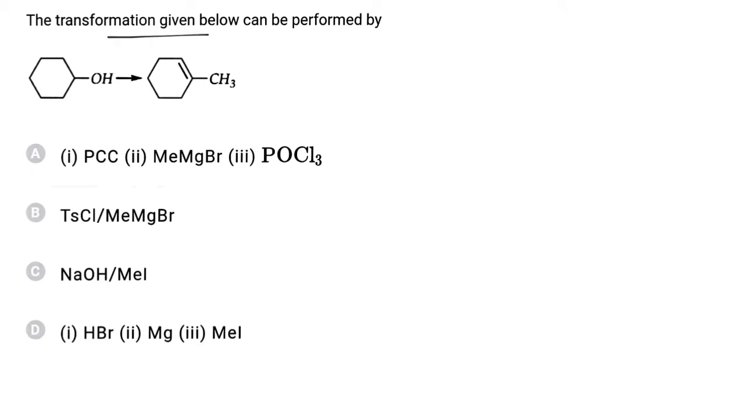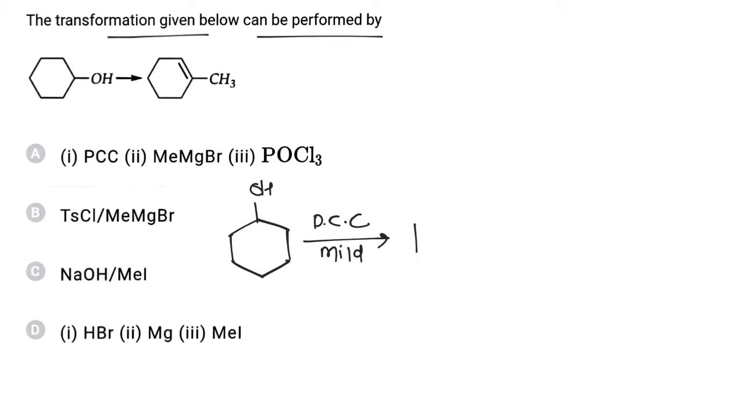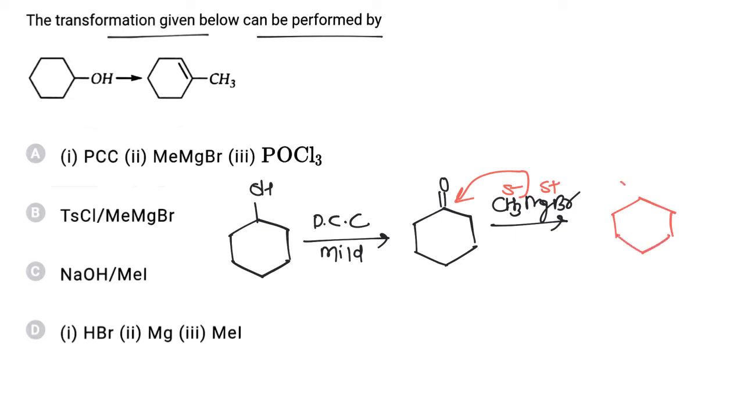The transformation given below can be performed by, so when the cyclohexanol molecule is treated with pyridinium chlorochromate, it will act as a mild oxidizing agent and it will convert alcohol into a carbonyl compound. Now this carbonyl compound on treating with Grignard reagent CH3MgBr will be converted into a tertiary alcohol. CH3 negative acts as a nucleophile, so it will be converted to a tertiary alcohol, so OH and CH3, this product is formed.